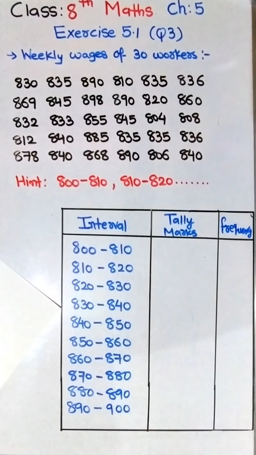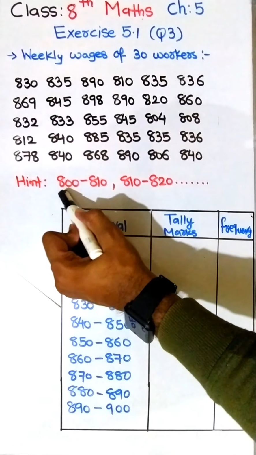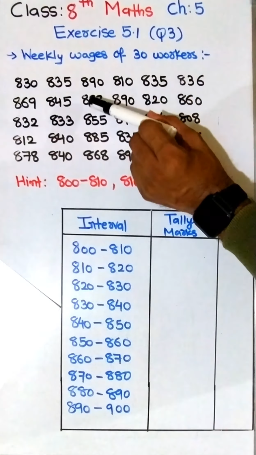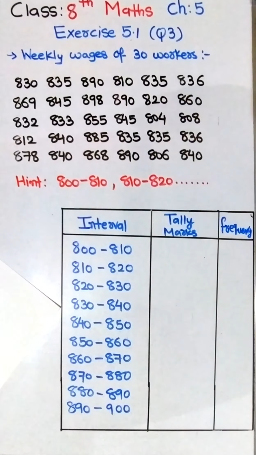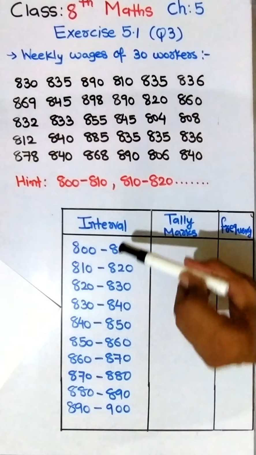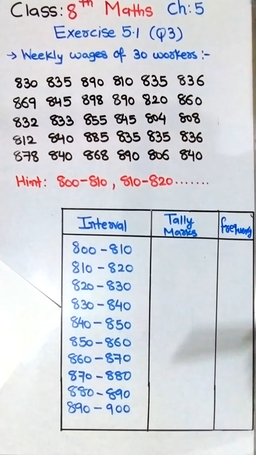Now how many frequency classes will there be? Because we will start from 800, till when? For that you just have to check the highest observation over here. So highest I can see is 898. So nearest 100 or nearest 10 will be 900. So we have to start with 800, 810 and go till 900. Clear? Now again using the same method we have to prepare the frequency distribution tally table.